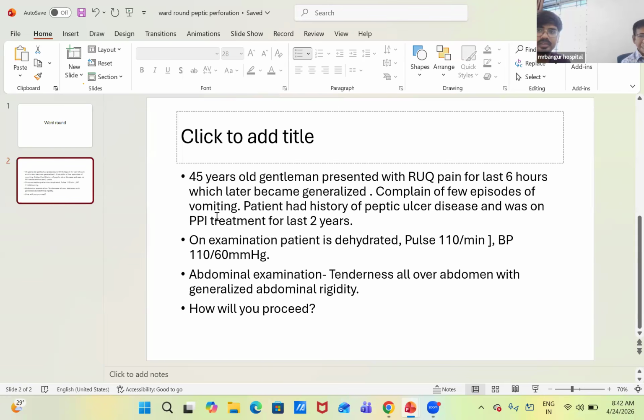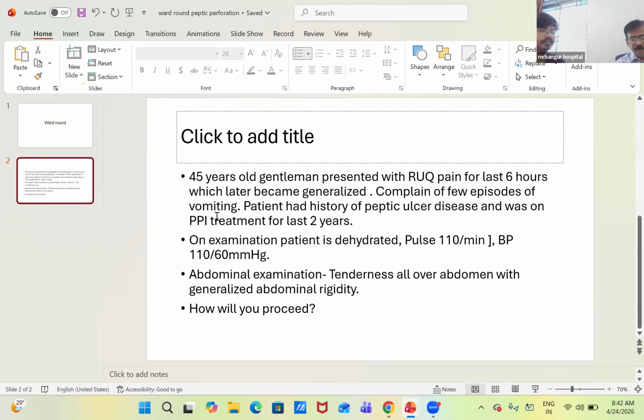All the drugs history, time of drug history. Any previous hospitalization or surgery? Yes. Any endoscopic procedure done before? Yes, ma'am. Any previous endoscopy or previous ERCP? This is a patient with a scenario of peptic ulcer disease.